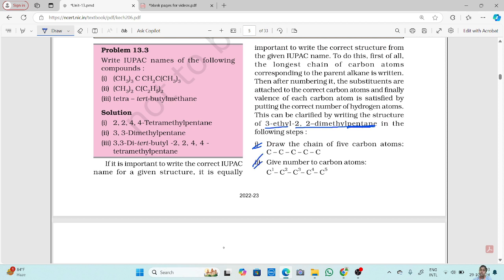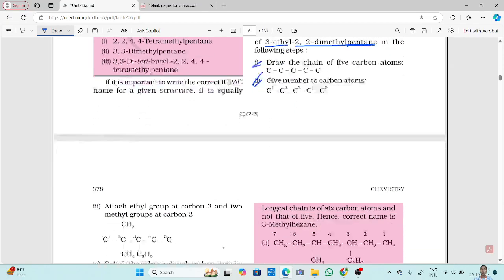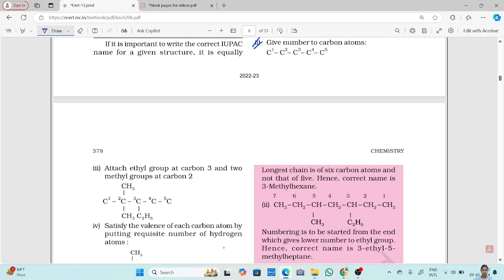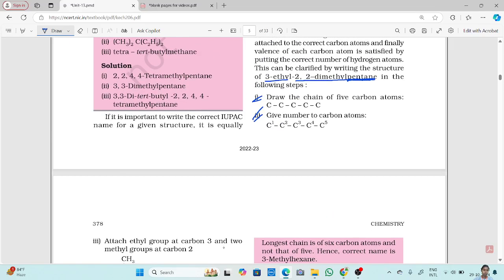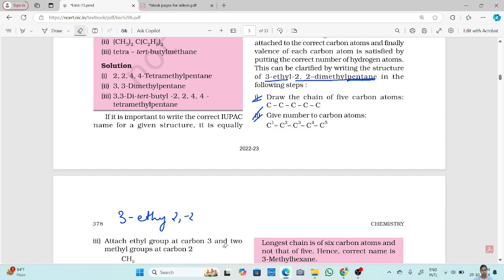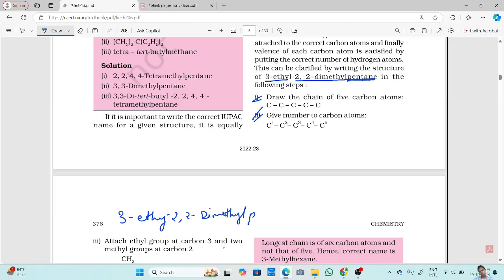The second step is numbering. Once you number them, now the name is 3-ethyl-2,2-dimethyl pentane.